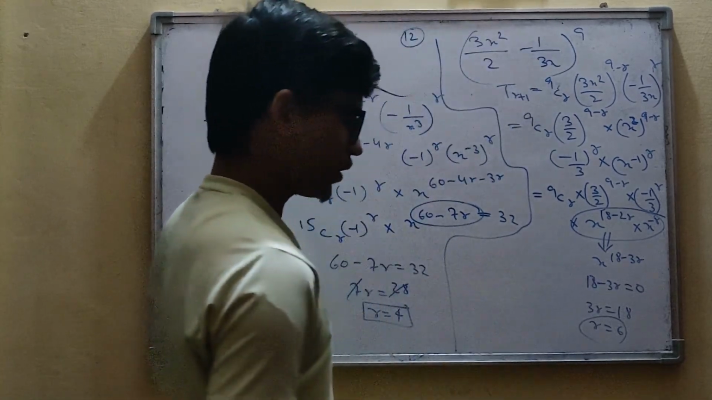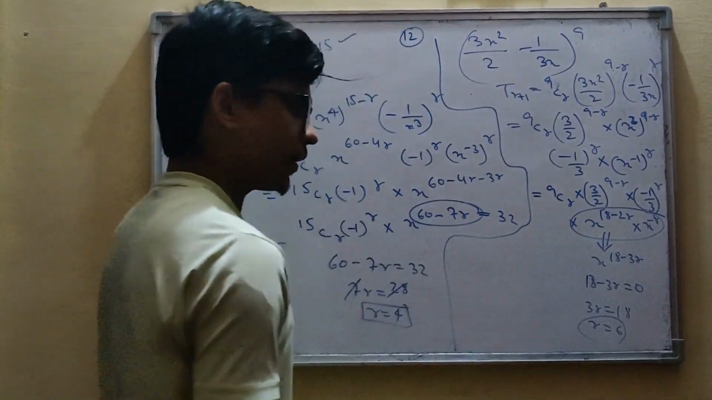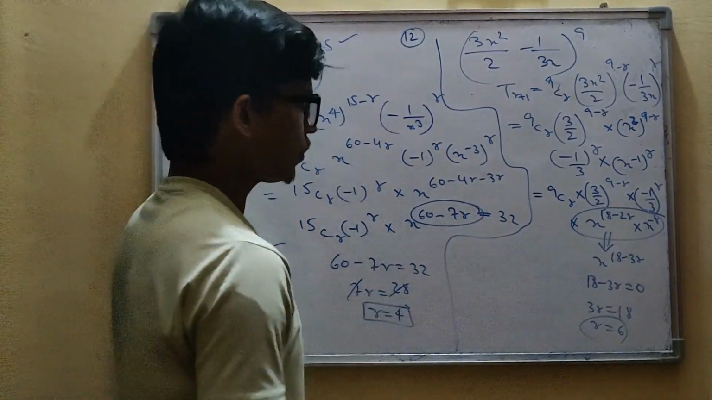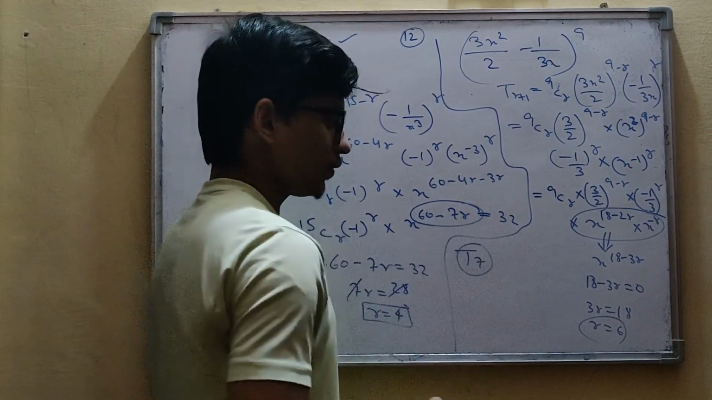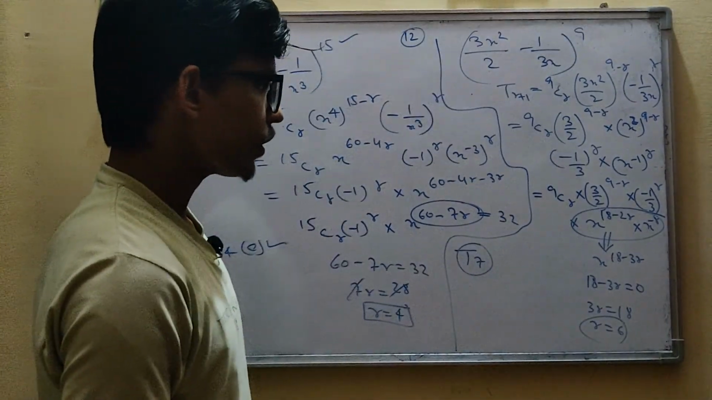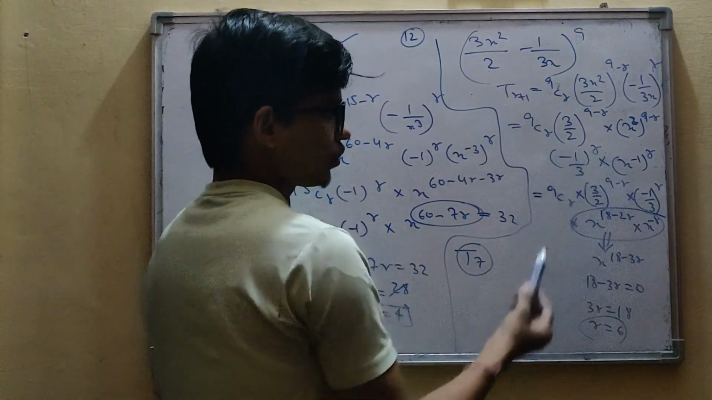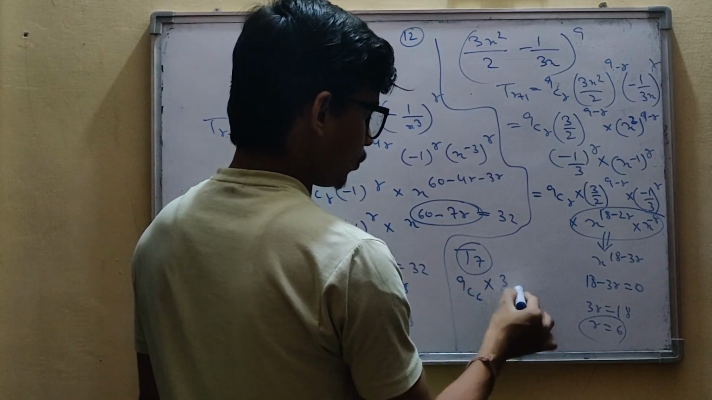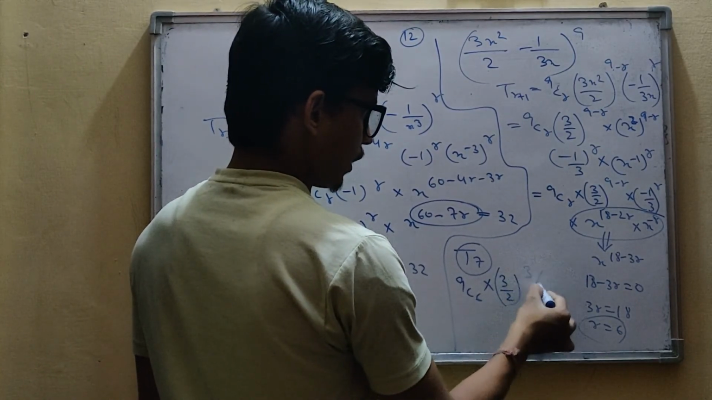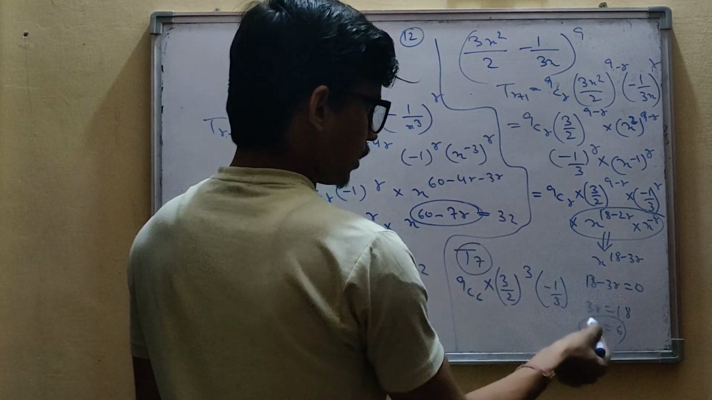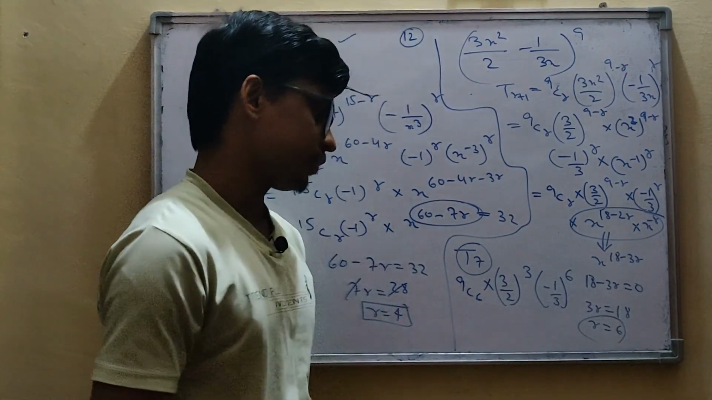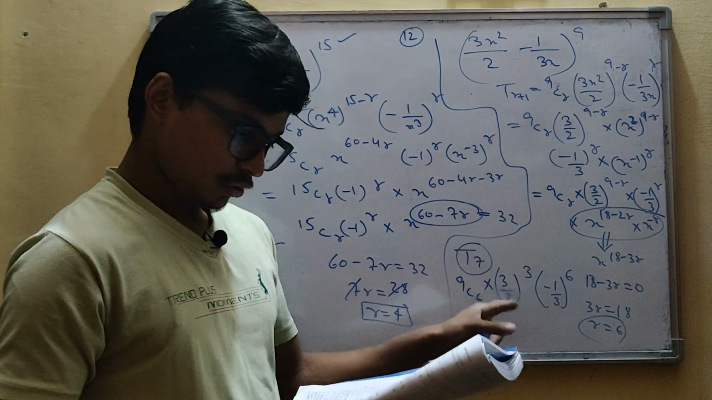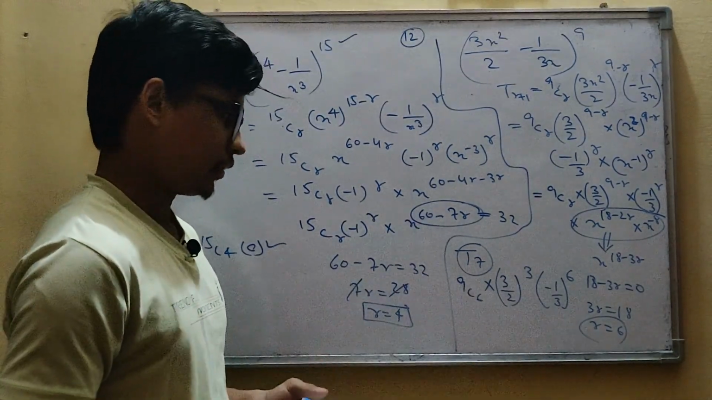So when r equals 6, this is why we put 18 minus 3r equals 0, because when x is to the power 0, then it will become a constant term. So r equals 6. So the seventh term will be the term which is independent of x, and so put r equals 6 over here, right? So 9C6 into (3 upon 2) to the power 9 minus 6 is 3, and (minus 1 by 3) to the power r is 6. Okay, so this is how you can do this. So 9C3 and 3 by 2, whatever you can simplify, and you can get the answer. Okay.